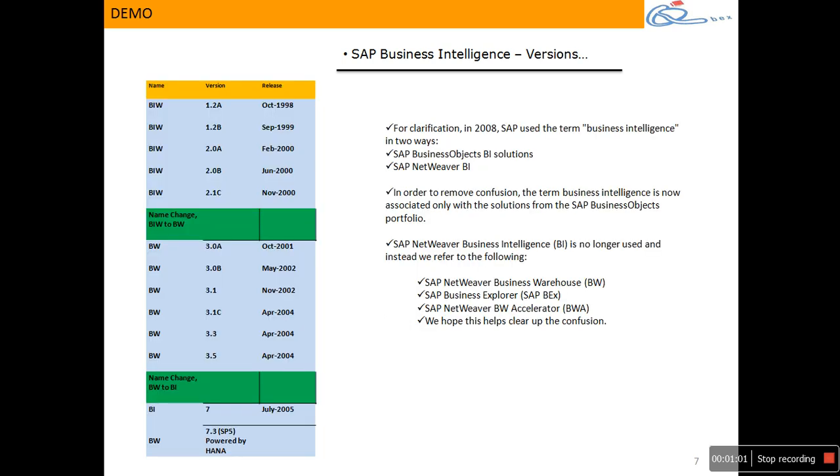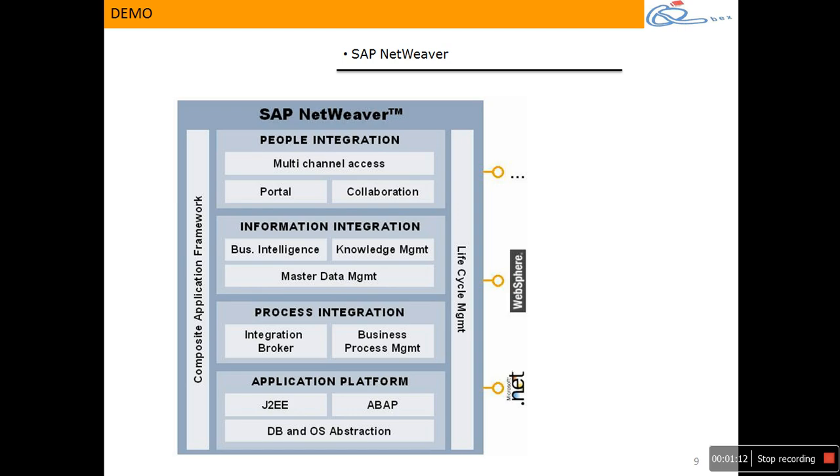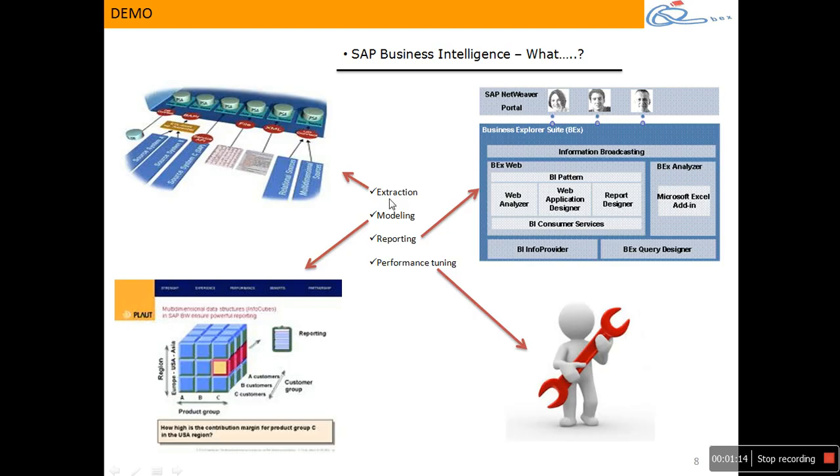So these are the versions we had. In the middle we were calling it BA, but now it is called what? BW 7.3. Now we already have 7.4 SP8 as the latest one. So now BW basically has 4 parts: extraction, modeling, reporting, and tuning.